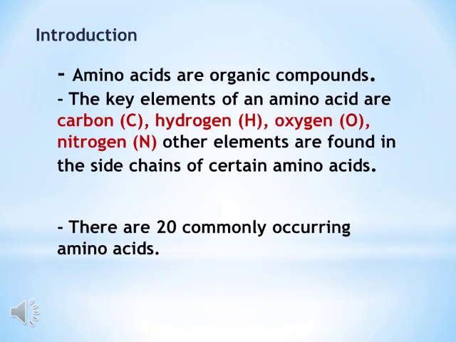Amino acids are organic components that contain an amine group, a carboxyl group, and a functional group, along with the side chain or groups specific to each amino acid. The key elements of amino acids are carbon, hydrogen, oxygen, and nitrogen, although other elements are found in the side chain of certain amino acids.